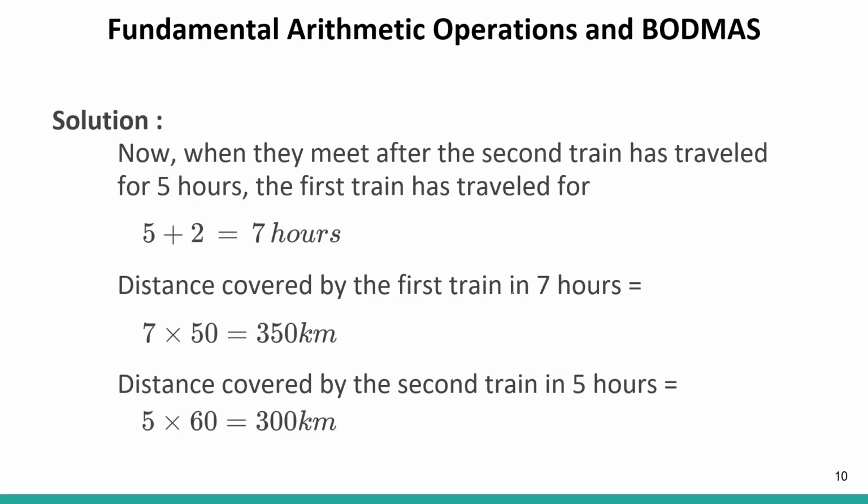So now when they meet after the second train has traveled for 5 hours, that is 5 plus 2 equals 7 hours. So the train that first left city A would have covered 350 kilometers, and the distance covered by the second train will be 60 into 5, which is equal to 300 kilometers. Okay.